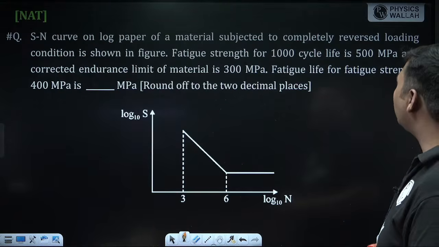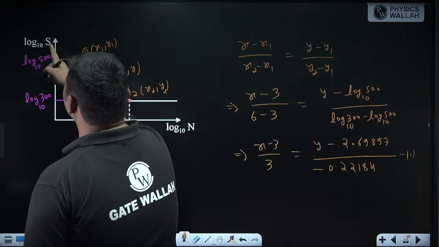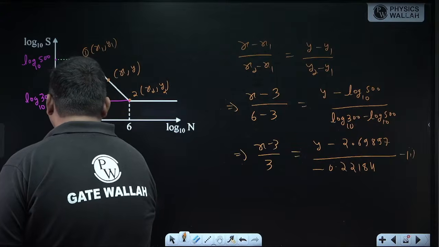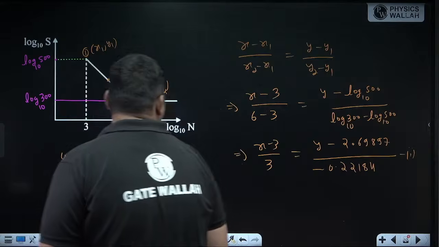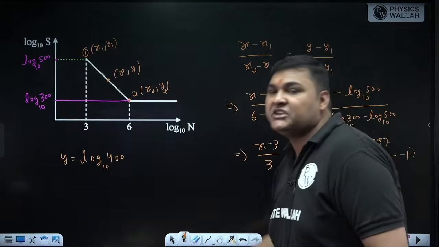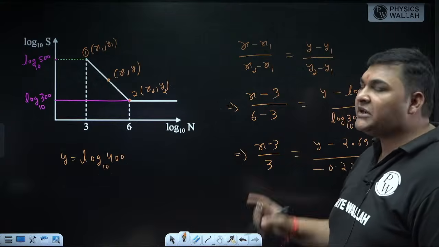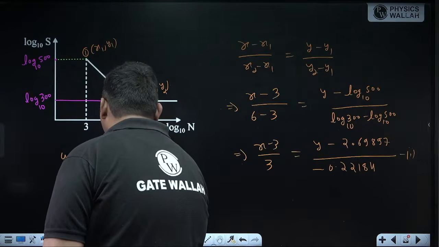So we have to calculate fatigue life for fatigue strength 400 megapascal. Now the log of fatigue strength is coming on the y axis. So if I replace y by log 400, can I say x will be the log of life corresponding to this fatigue strength? Suppose corresponding to this fatigue strength, life is n dash. So can I say x will be log n dash of base 10.